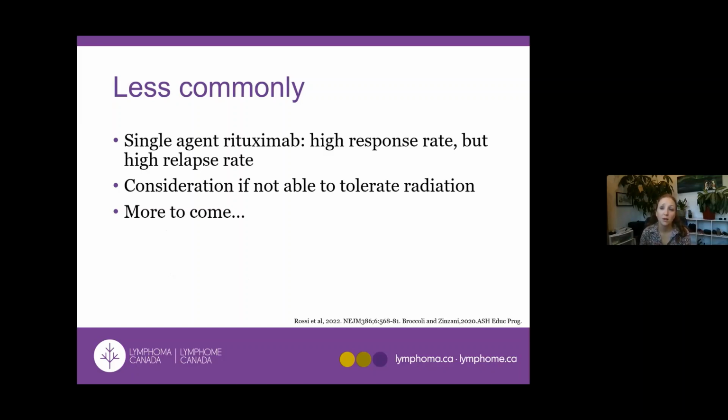However, we do know that there's a high relapse rate when we use just that alone. So usually the average is people have about 15 to 20 months, and at that point, kind of 1 to 2/3 will relapse. So it is a consideration, just certainly not our preference for these limited stage patients who we know can have a very long disease-free survival after frontline treatment.